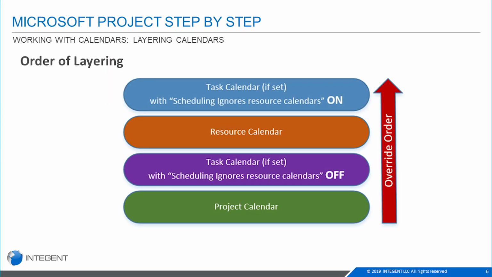When it comes to the order in which they're evaluated, this is a really good graphic to explain that. If you have the scheduling ignores resource calendars checkbox selected, then the task calendar is evaluated first, followed by the resource calendar, and then followed by the project calendar. Otherwise, generally speaking, first the resource calendar is evaluated, followed by the task calendar, and then the project. You're not always going to use a task calendar, so if you're not fully comfortable with that yet, don't worry about it.